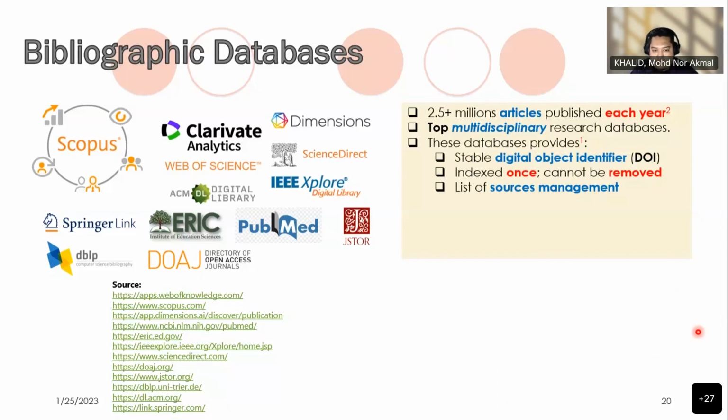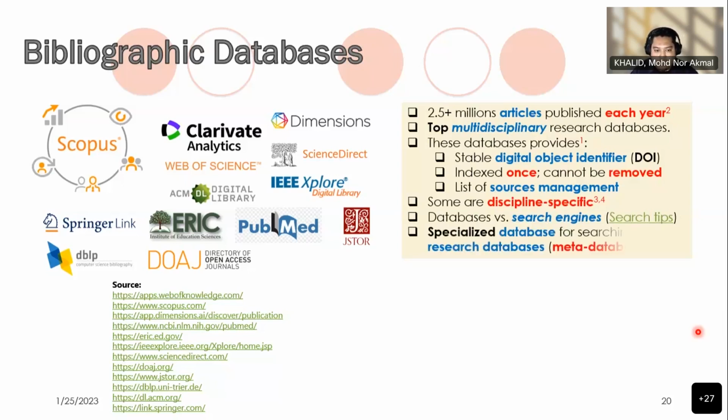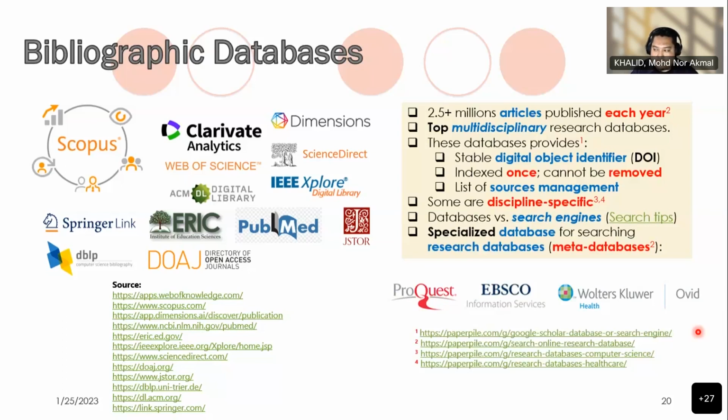So there are some that are much more discipline specific. For example, PubMed focuses on the medical area, and ERIC more on the educational area. And then you have databases versus search engines. So of course, Google is a search engine, right? Google Scholar is a search engine. Some may also be used to search scholarly databases like ProQuest, EBSCO, and so on.